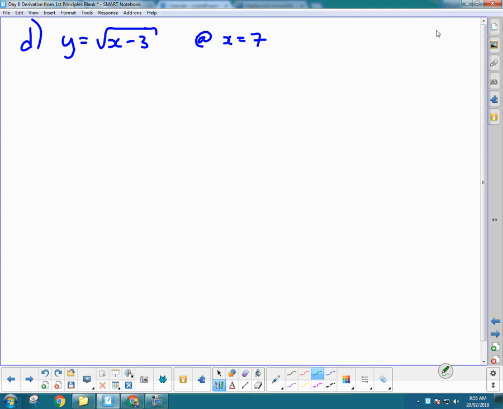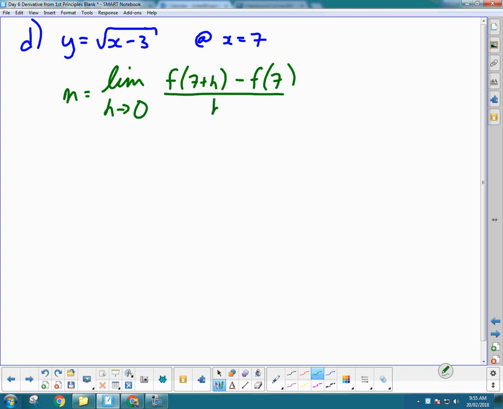This time we're doing x equals 7. I bet there's a reason why I chose 7 and not just some random number like 3 or 2. Let's find out. So we're going to find the slope, which is found by taking the limit as h approaches 0 of f at 7 plus h minus f at 7 all over h. So I'm going to plug in 7 plus h into our function.